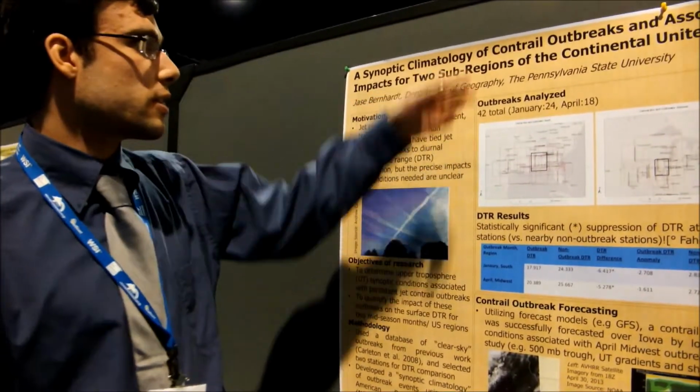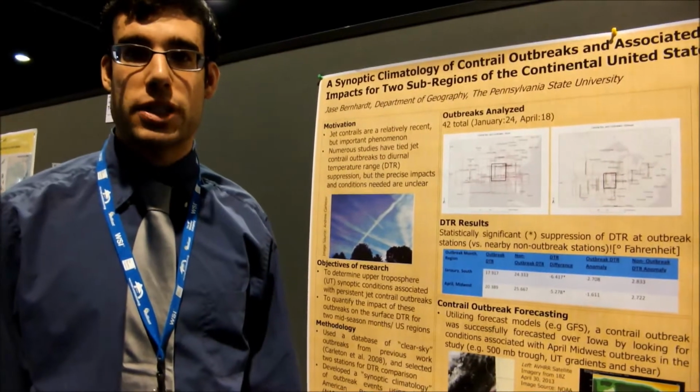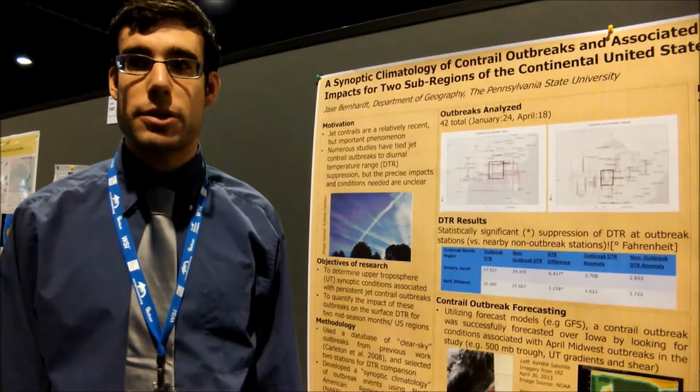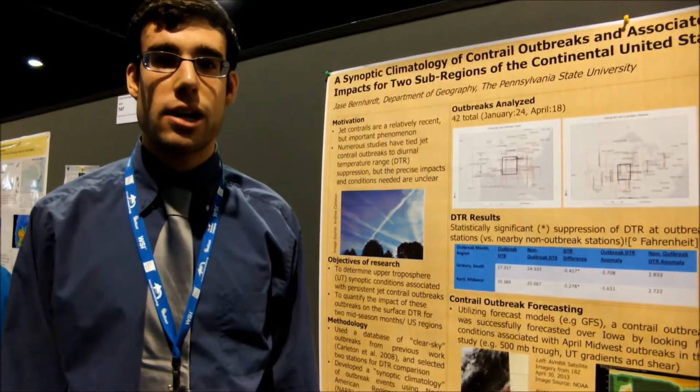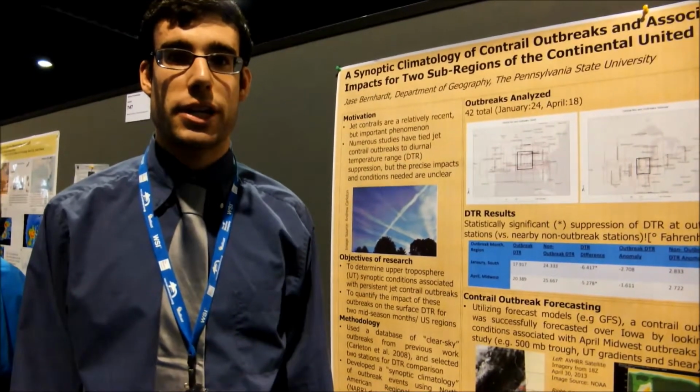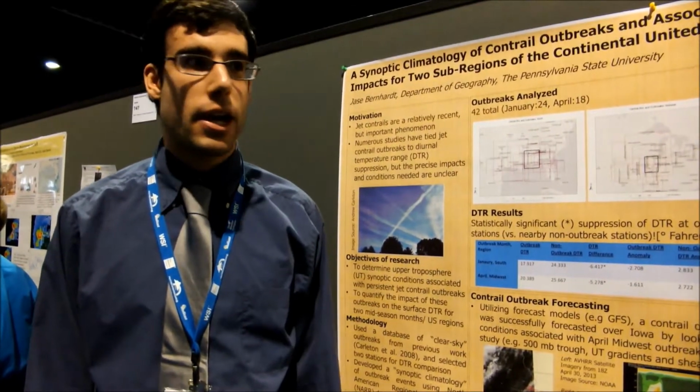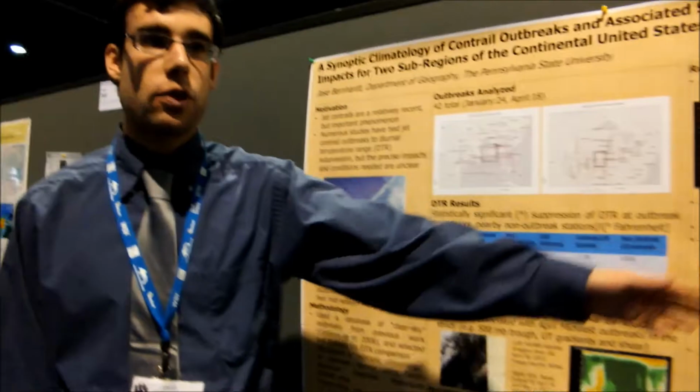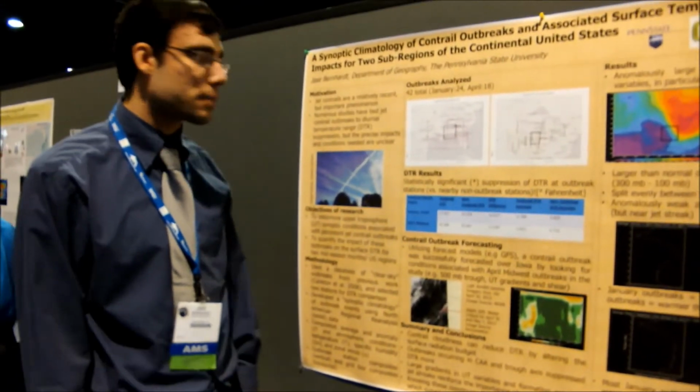This involves looking at jet contrail outbreaks and specifically their impacts on surface temperatures, in particular the DTR, or diurnal temperature range, the difference between maximum and minimum temperature, and then the conditions favorable for forming these particular jet contrail outbreaks.